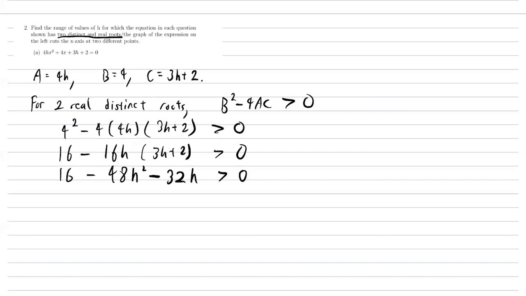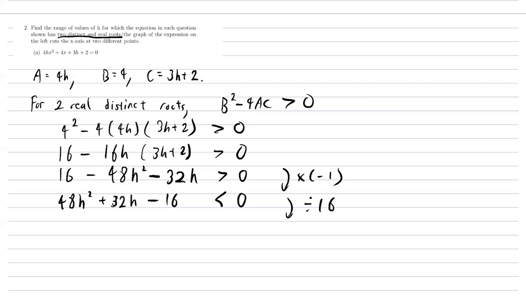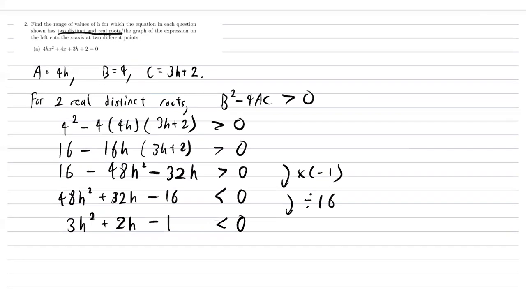More than 0. I think I want to multiply throughout by negative 1. So I'll get 48H squared plus 32H minus 16, less than 0 because I multiplied by negative 1. I think there's a common factor of 16 here, so I'll just divide by 16. 48 divided by 16 is 3H squared. 32 divided by 16 is 2H. Negative 16 divided by 16 is negative 1, less than 0. 3H squared plus 2H minus 1.